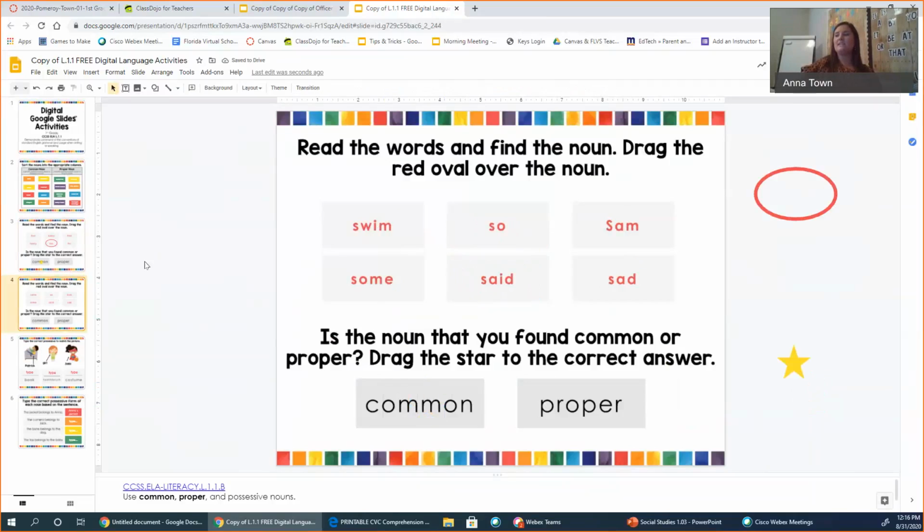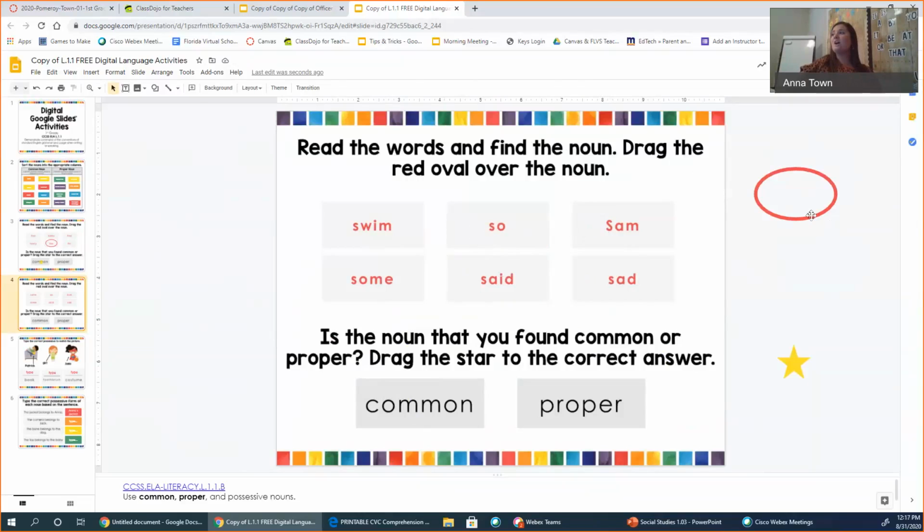Okay, let's take a look down here. Okay, I'm going to read the list of words two times. You're going to tell me which one is the noun. Swim, so, Sam, some, said, sad. Swim, so, Sam, some, said, sad. What is our noun?